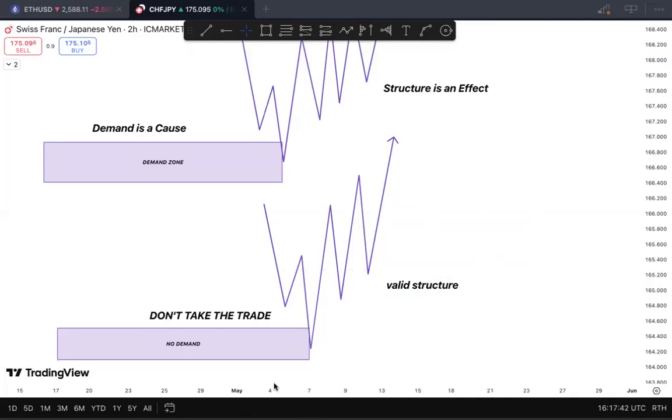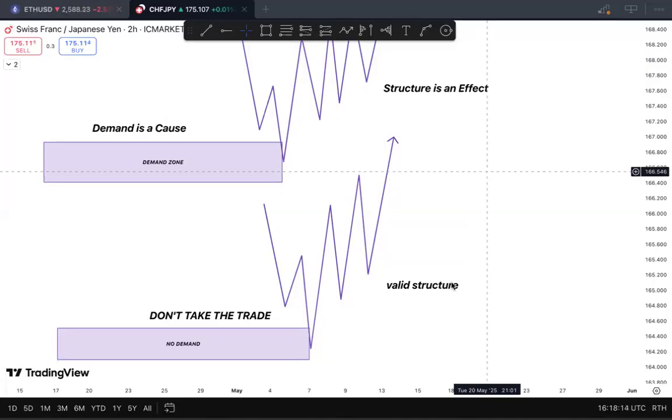You saw the structure, but you can't find the cost. Don't take that trade, because without a cost, that trade will not hold. You need to have a reason why you want to take that trade. One of the reasons is a valid structure and a valid cost, which is demand or supply.